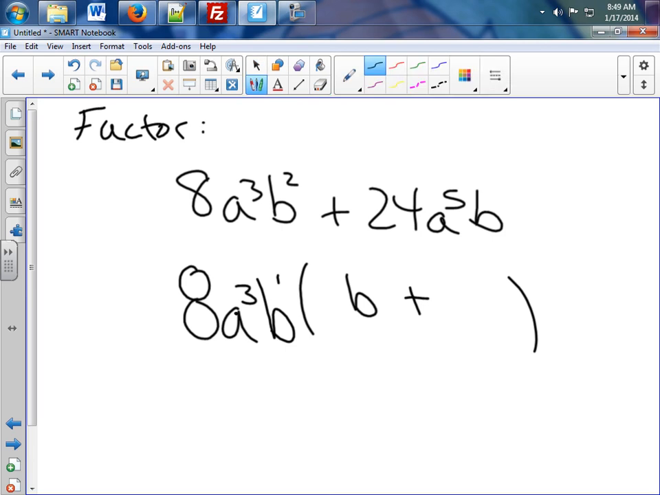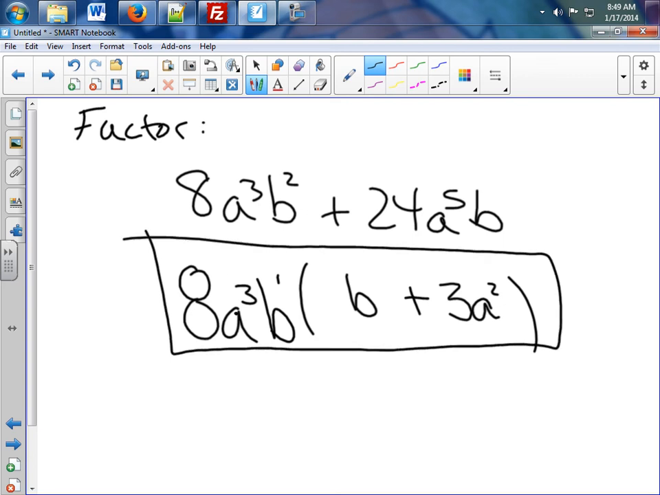What is 24 divided by 8? 3. Okay, I had 5 A's. I took 3 of them out. What am I left with? 2 A's. I had a B. I took the B out. And that is your answer.